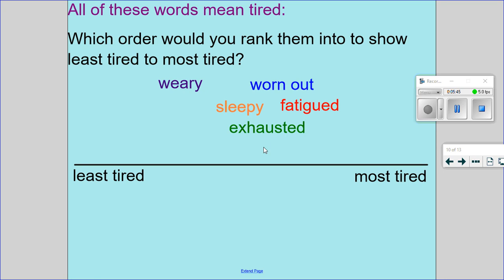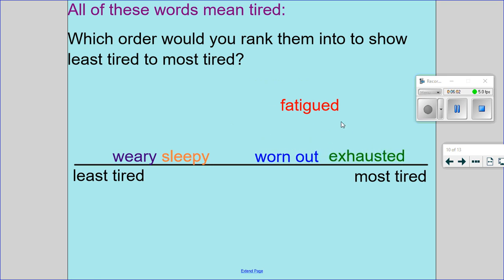Okay, let's have a little look at what you've got and what I think it might be. So I think weary is probably the least tired, along with sleepy. They're not very tired. Then I would say worn out and exhausted, and I almost say fatigued would be along with exhausted, maybe more. It depends how you use it in the sentence, really.